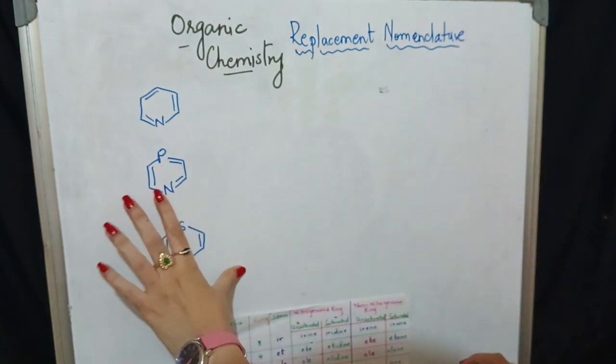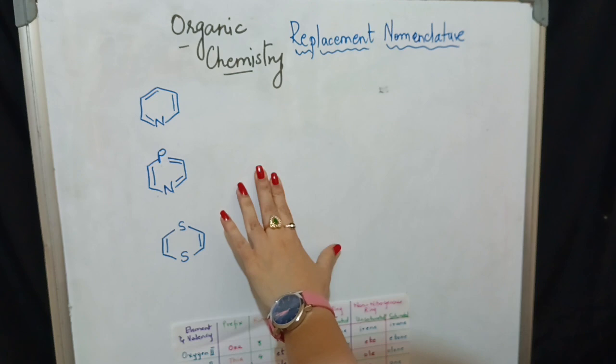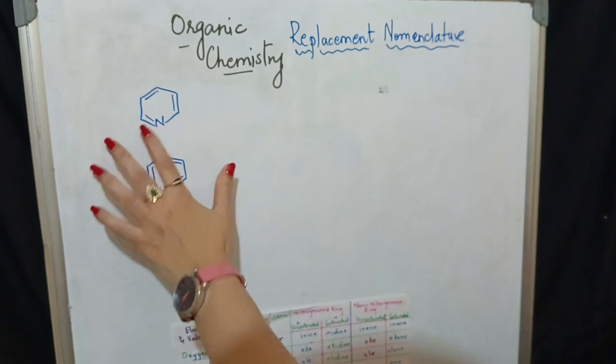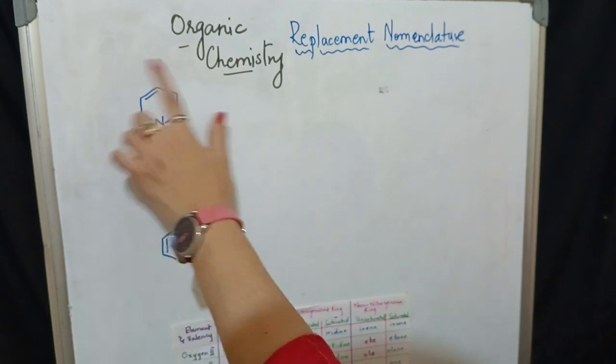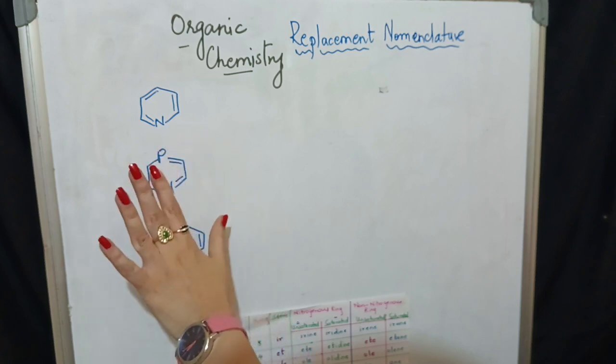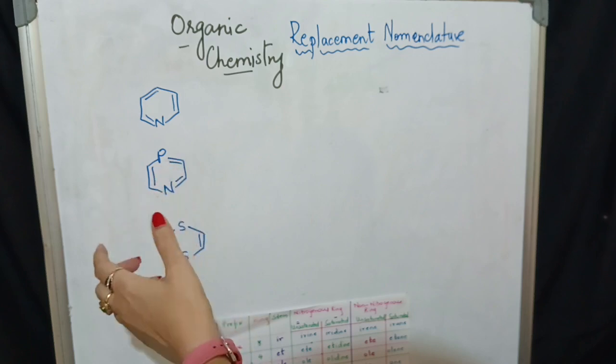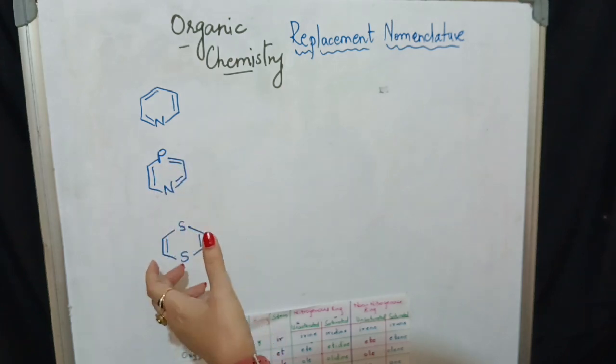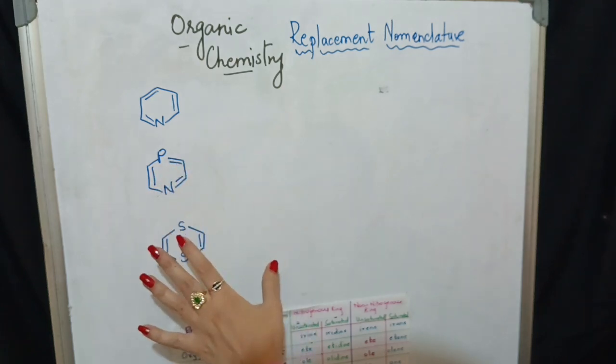This is an alternative form of systematic nomenclature which is based on replacement of one or more carbon atoms of this carbocycle by heteroatoms. Now this is the most systematic method of naming heterocyclic compounds since it requires very little elaboration of the rules already developed for the carbocycles.